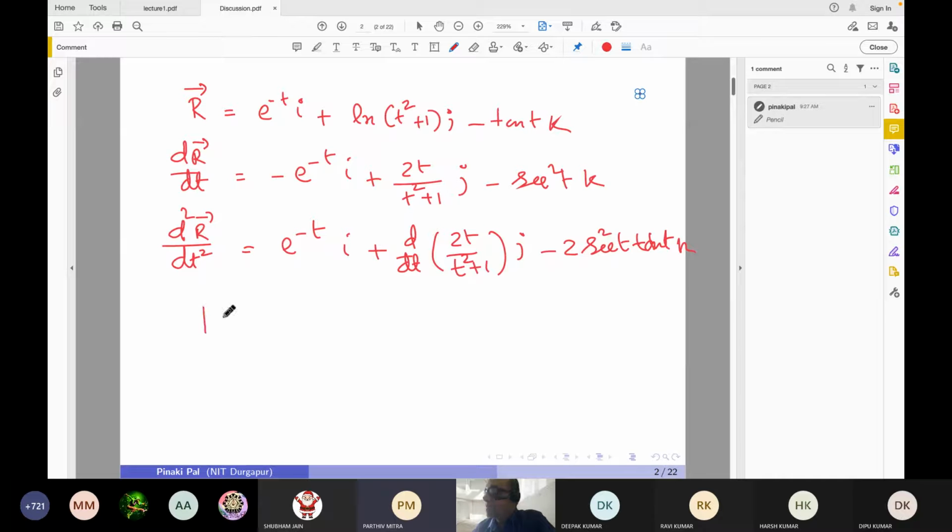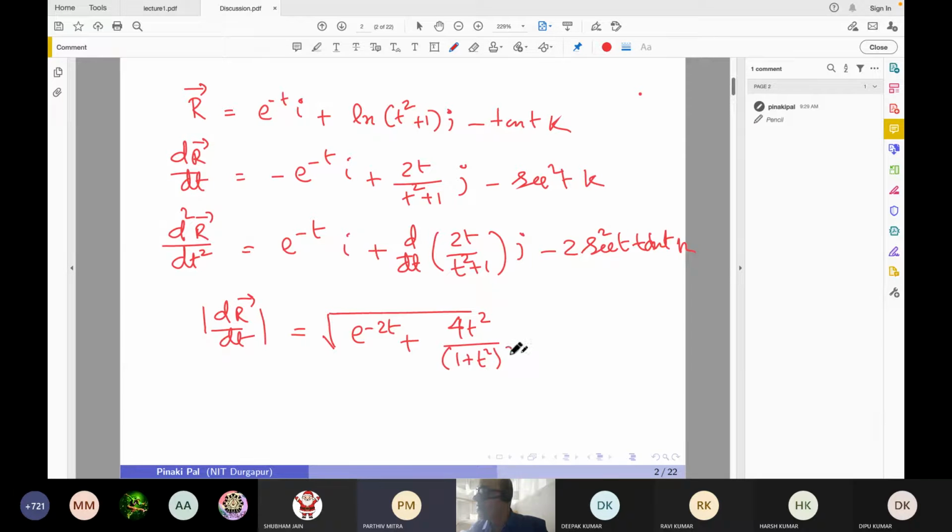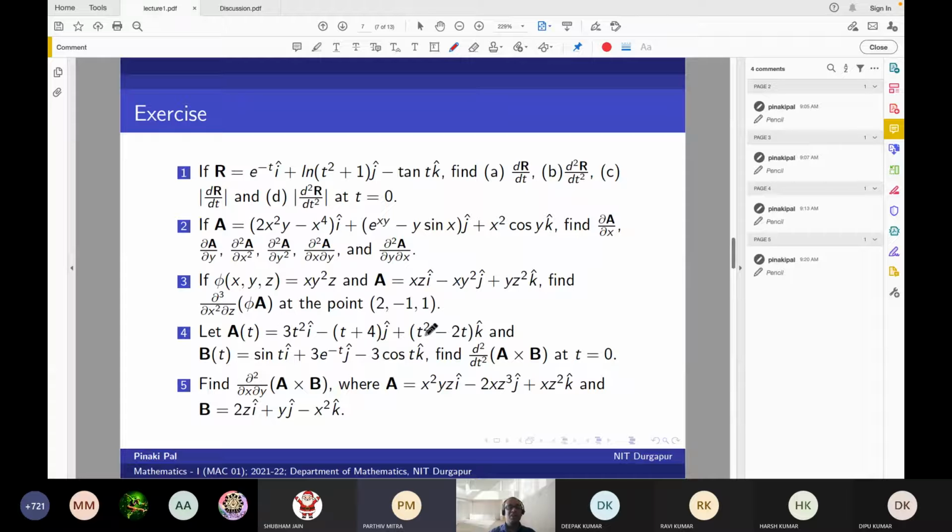And once again, we can find the modulus of it very easily. So it will be basically e to the power minus 2t plus 2t upon t square plus 1 whole square, plus 4t square upon 1 plus t square whole square plus sec to the power 4 t. If it is asked to find the magnitude of this vector at a particular value of t, then you can easily find it out. So the working rule is very simple. I have listed some examples. I think you can try it. I will provide this and you can try it.